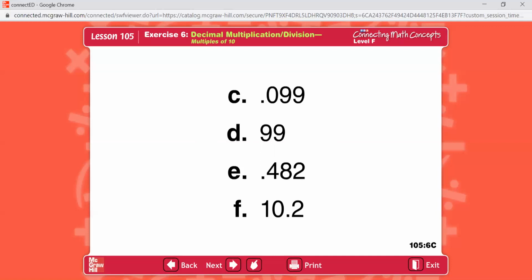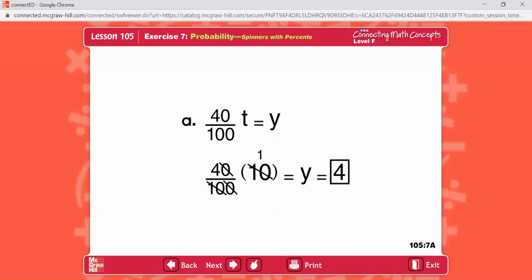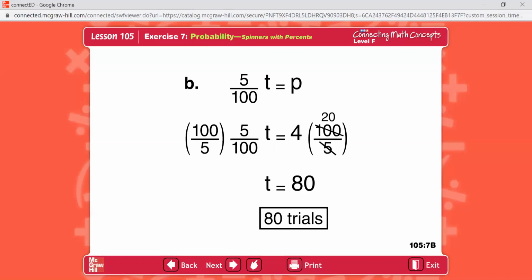Work problem A. Pause the video now to work it. Resume when you're ready to check your answer. Here's what you should have. Now work problem B. You spin the wheel until it lands on purple 4 times. How many trials would you expect to take? 80 trials. Here's your answer.